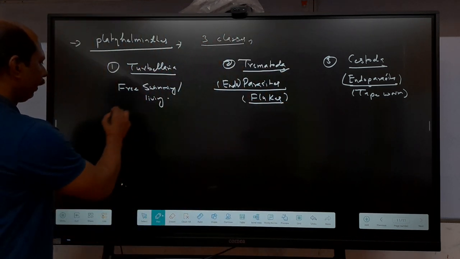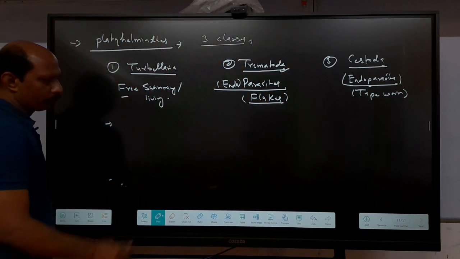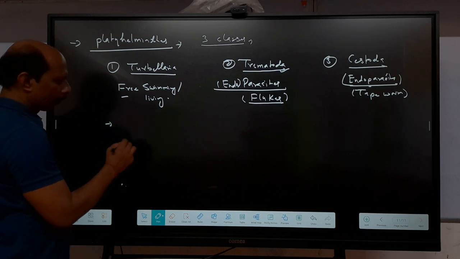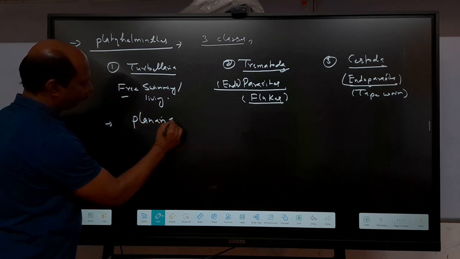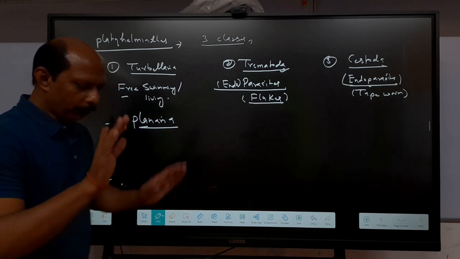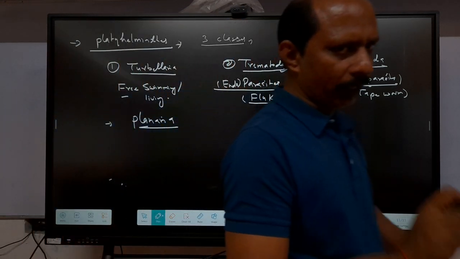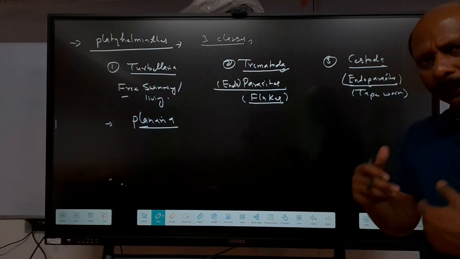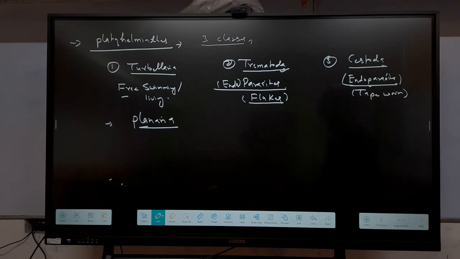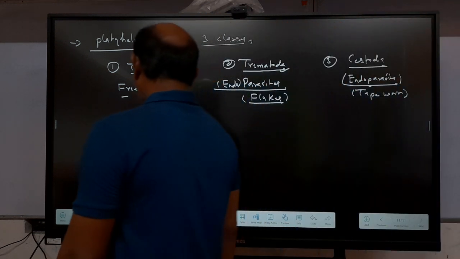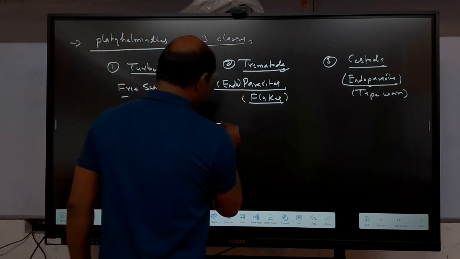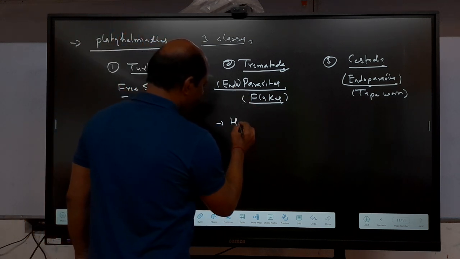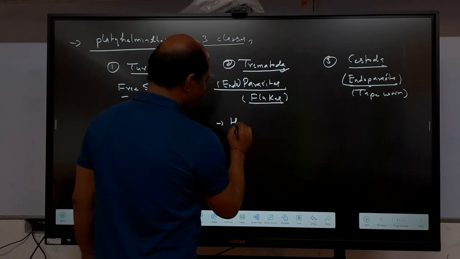For example, Turbellaria are free swimming. Which example do we have here? We have planaria. These planaria beat their cilia for movement, and then they can move, but very slowly. Planaria have high regeneration power. Now Trematoda are flukes. They are endoparasites, for example Fasciola hepatica.